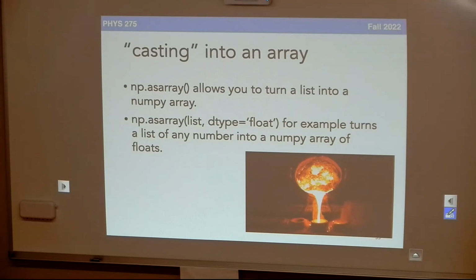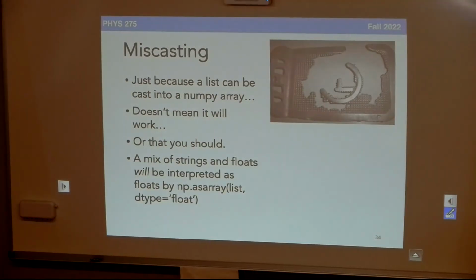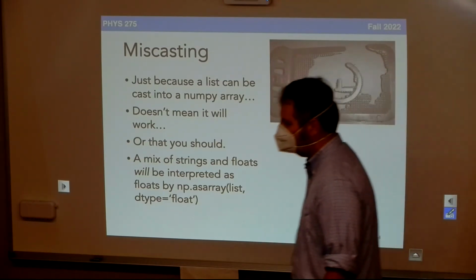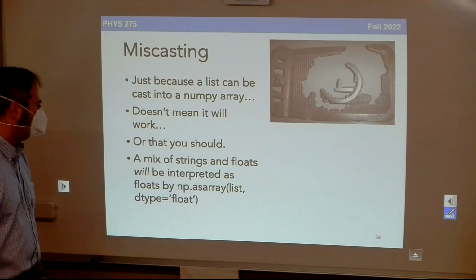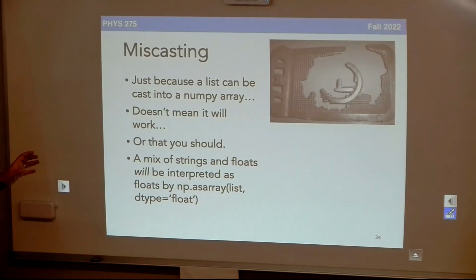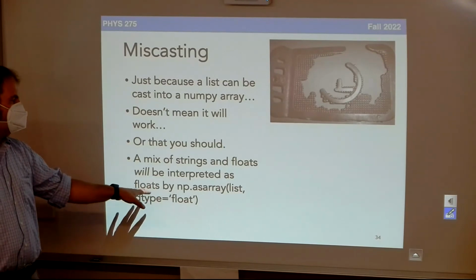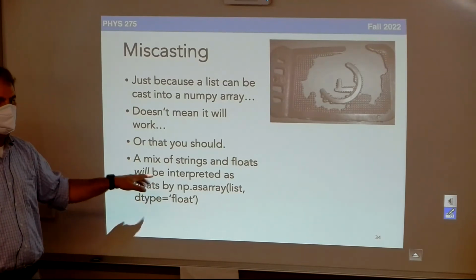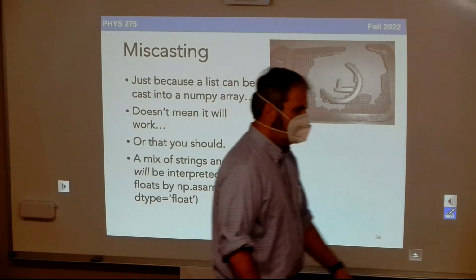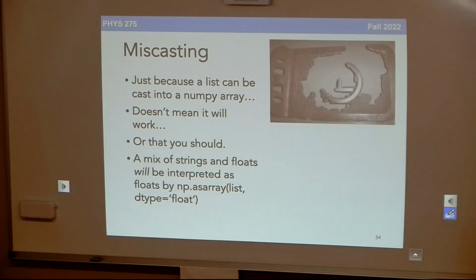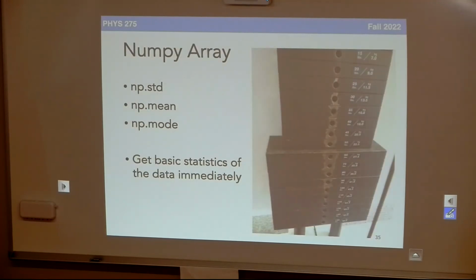The problem may persist between keyboard and screen, but miscasting happens, right? Just because you can put it into a NumPy array doesn't mean you should, because it can go wrong horribly. The mix of strings and floats will be interpreted as floats with this. You told me this, and I will dumbly do this, and then you'll get the weirdest values because I'm not exactly sure how that process works.